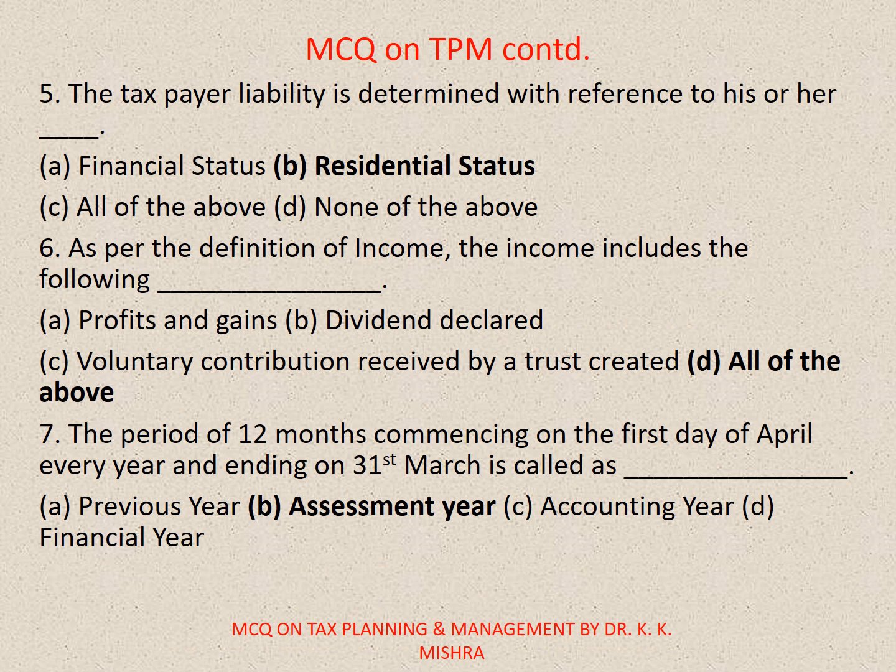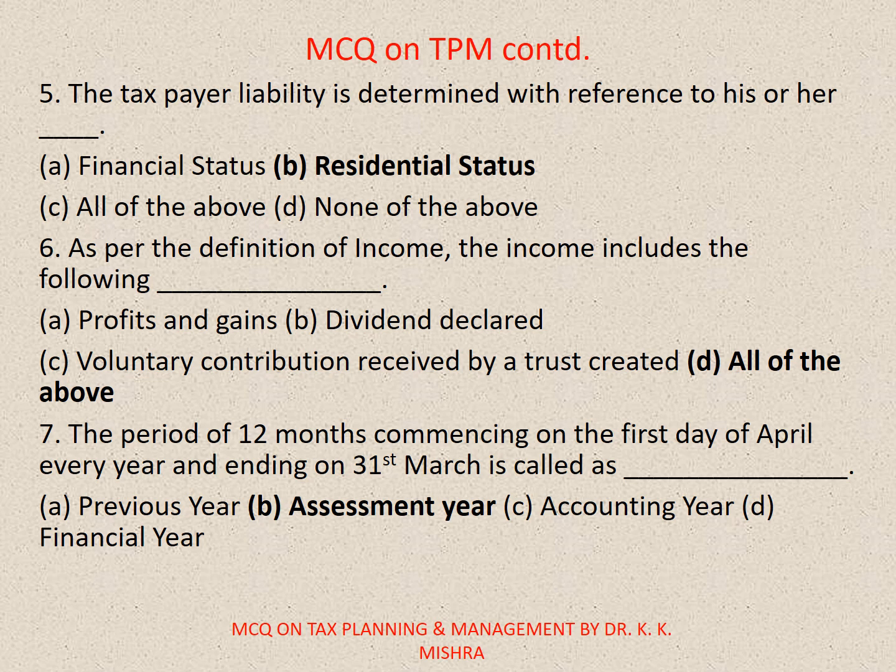Question number 5. The taxpayer's liability is determined with reference to his or her dash. A. Financial status, B. Residential status, C. All of the above, D. None of the above. Correct option is B. Residential status. 6. As per the definition of income, the income includes the following dash. A. Profits and gains, B. Dividend declared, C. Voluntary contribution received by a trust created, D. All of the above. Correct option is D. All of the above.